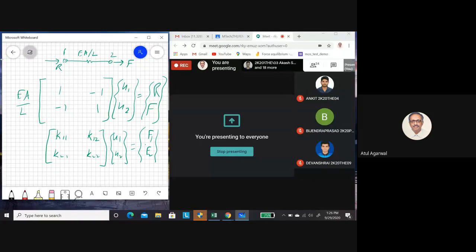Suppose both the nodes are given rigid body displacement. There is something called rigid body motion. So what is a rigid body motion in this case? This is a one-dimensional problem. Solving in a one-dimensional problem, how many rigid body modes are there?